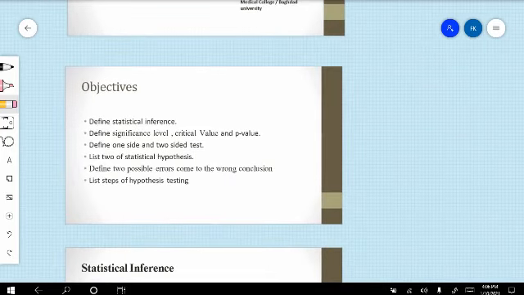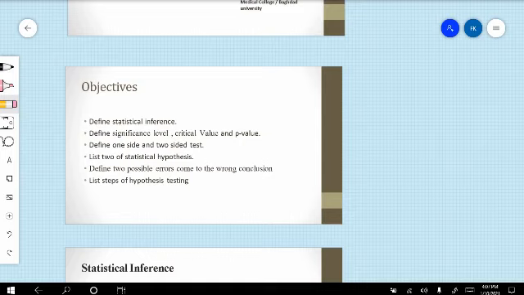Today our lecture is analytic statistics. By the end of the lecture, students should be able to define statistical inference, define significance level, critical value and p-value, define one-sided and two-sided test, list two of statistical hypotheses, define two possible errors, come to the wrong conclusion, list steps of hypothesis testing.